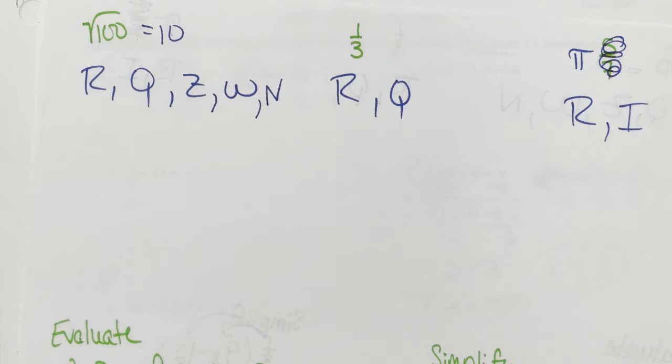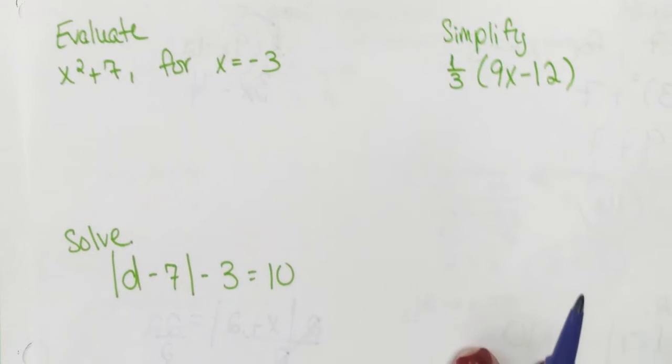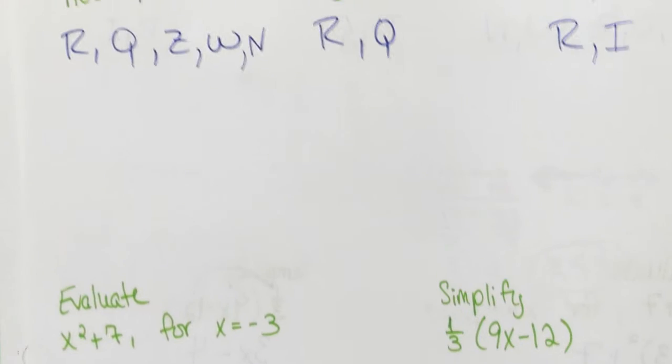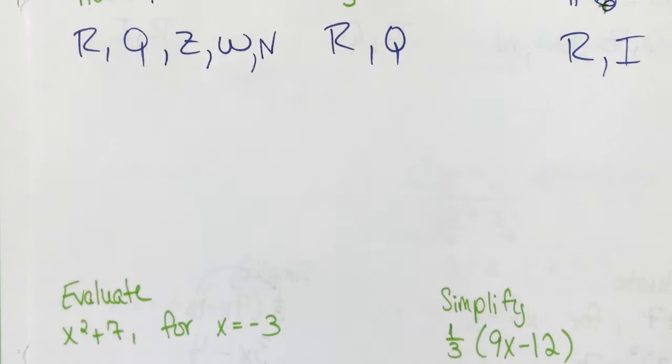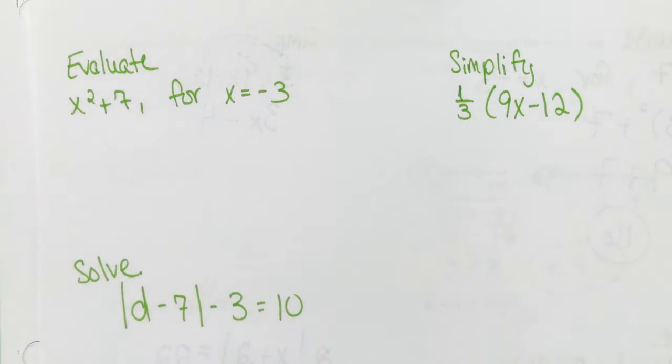No loss? All right. What about this one right here? The z is integer. All right. What about evaluate? How do I evaluate that? You sub in 3, so it's negative 3 squared plus 7.